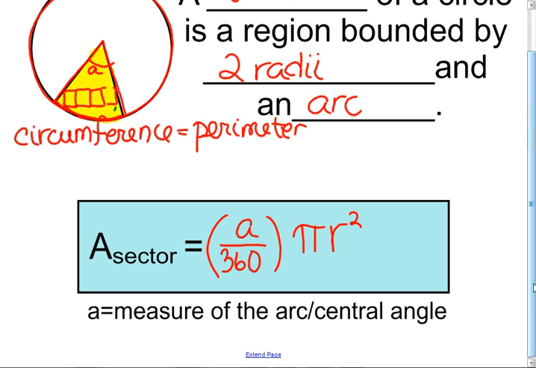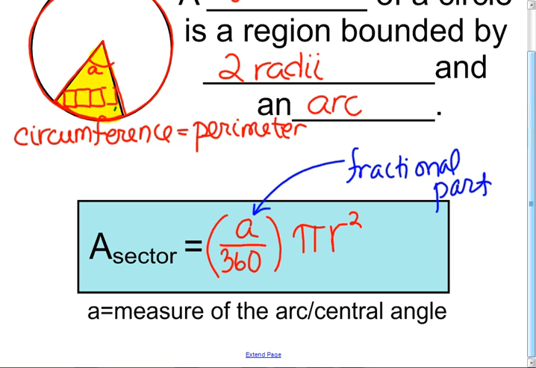Let's call that the fractional part. This is common sense if you think about it. You can look at the picture and you might even be able to guess what the fractional part is, like we did on the very first picture. It looks like 1/4 of the circle. A is the measure of the central angle or the measure of this arc. Take your pick.